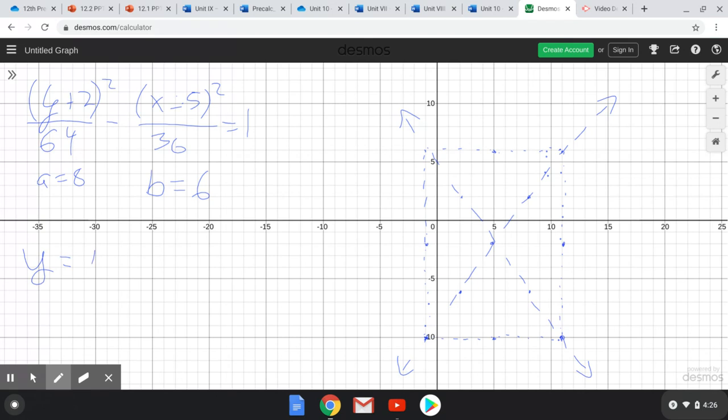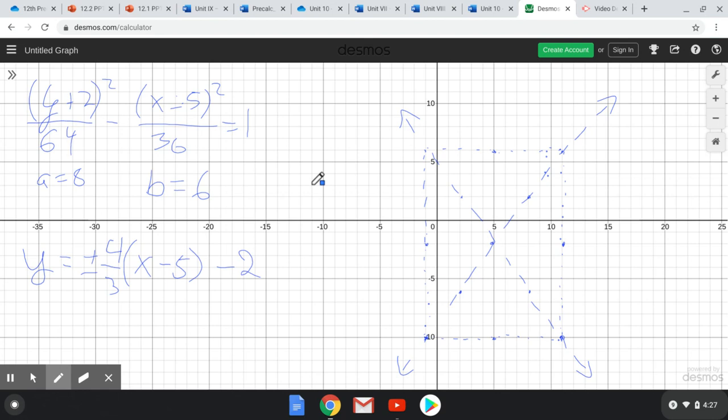It's going to be y equals plus or minus, again, we said it was a over b, or 8 over 6. 8 over 6 is 4 over 3, so we're just going to write that in reduced form, times x minus 5, right? x minus the center point, minus 2, because the center point for y is negative 2. The y coordinate of the center point is negative 2. So these are our equations for our asymptotes.